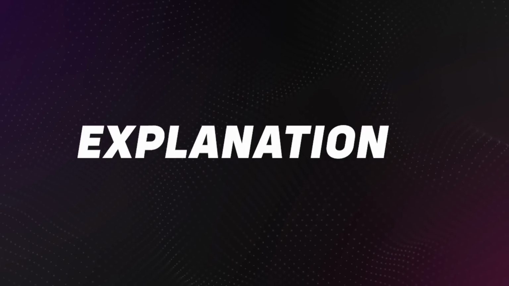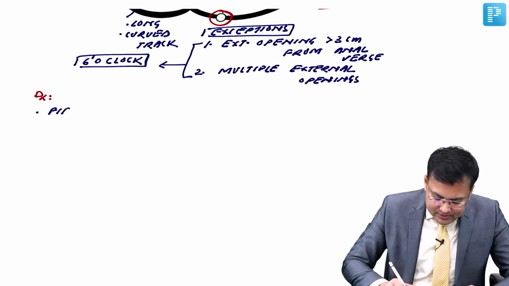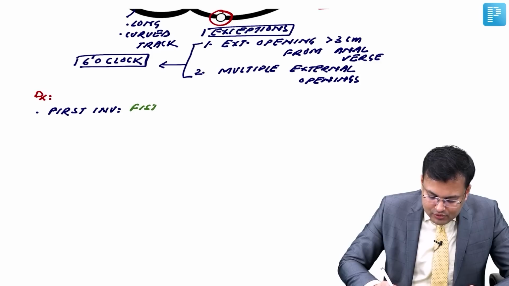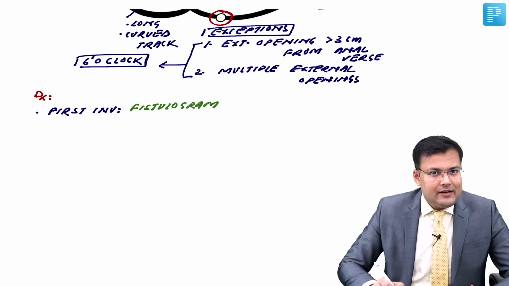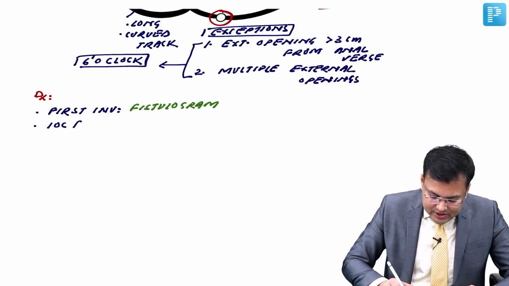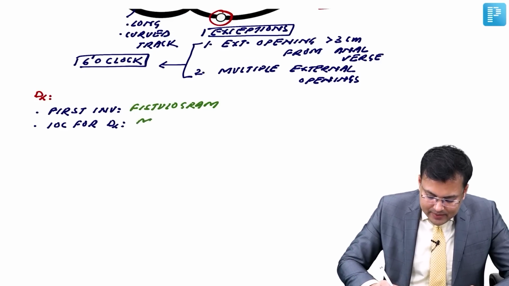Here's the explanation. The first investigation done in fistula-in-ano is the fistulogram. Fistula-in-ano, inject the dye, take an x-ray, fistulogram. And what is the investigation of choice for diagnosis? Here it's the MRI.